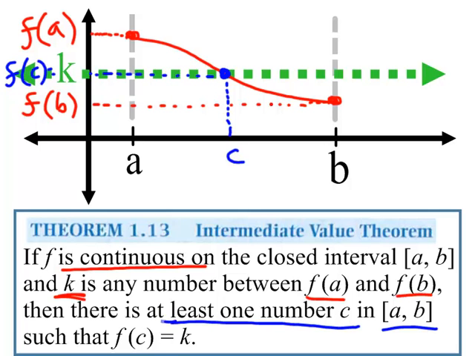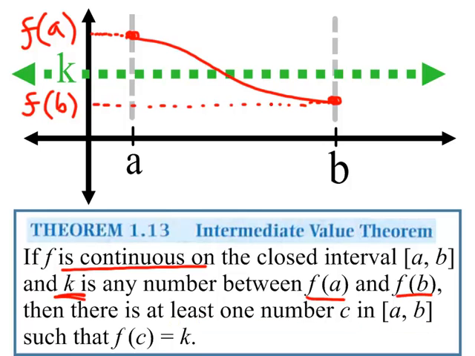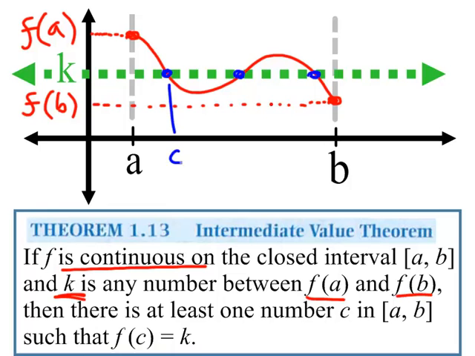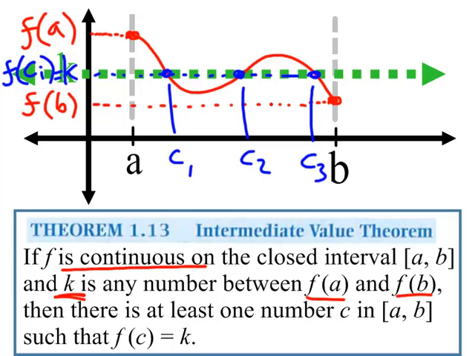Now, focus on the words "at least" as well. There's nothing that says you can't have more than one c value. So let's go back to that point. And there's nothing to say you can't cross it more than one time. And in that case, we might say, okay, there's 3 c values. And I might call that c1, c2, c3. And I'll put f of c subscript i to denote that there's multiple c values. And we'll say that f of c sub 1, f of c sub 2, f of c sub 3, in all 3 cases, f of c equals k.